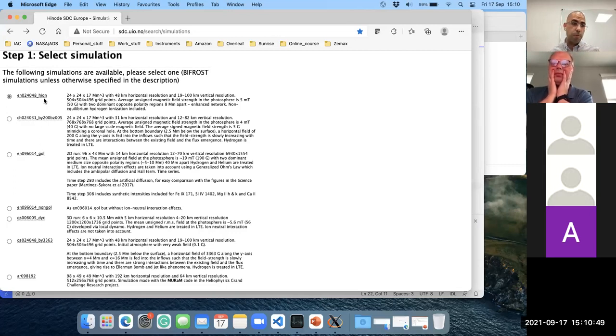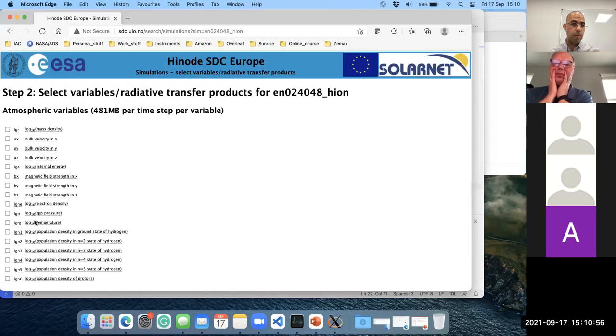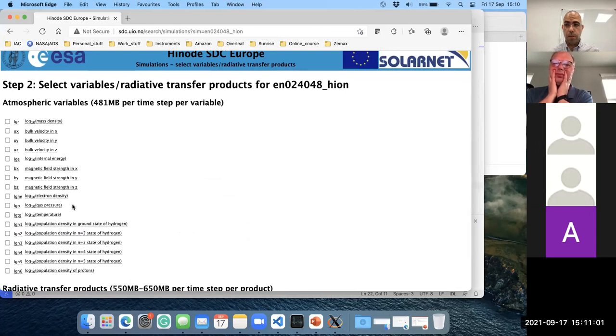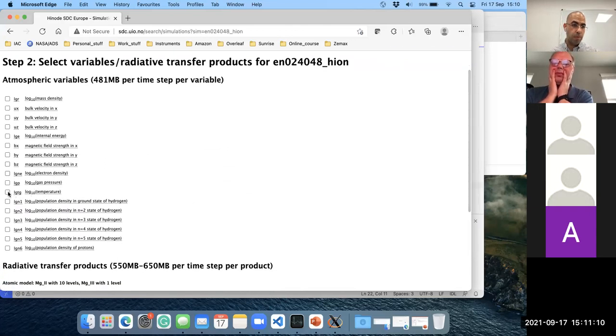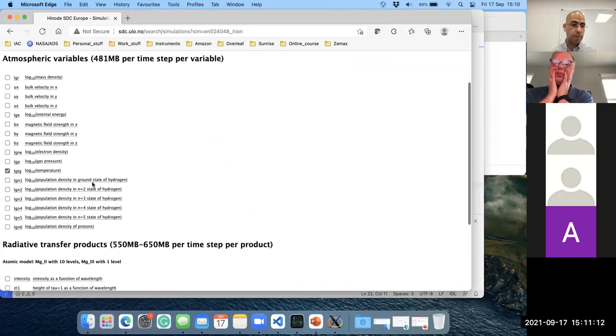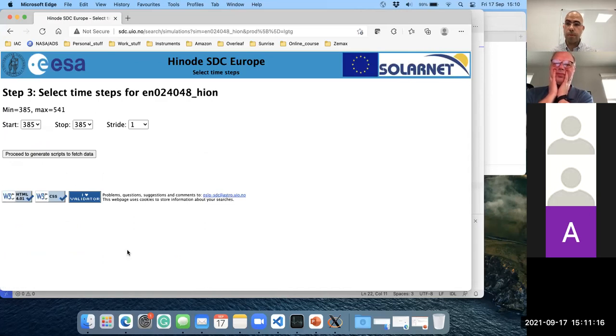Basically, what you have to do is select the run, and then you go to proceed to select variables. There's a list here. I will show you later which ones you need for RH. The others are optional, but maybe you want to take a look at them. So imagine that you want to have the temperature. You just click this box here, and then you go to proceed to select the time steps. In our case, we are going to use this, 385.